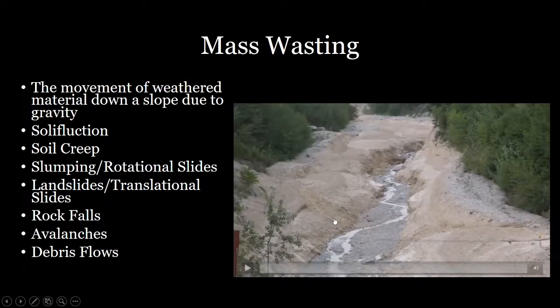Another dramatic type of mass wasting is debris flows. And debris flows are pretty much lahars that we talked about previously that aren't associated with a volcanic event. So instead, they're triggered by just torrential rainfall. And we'll see some examples of debris flows now.